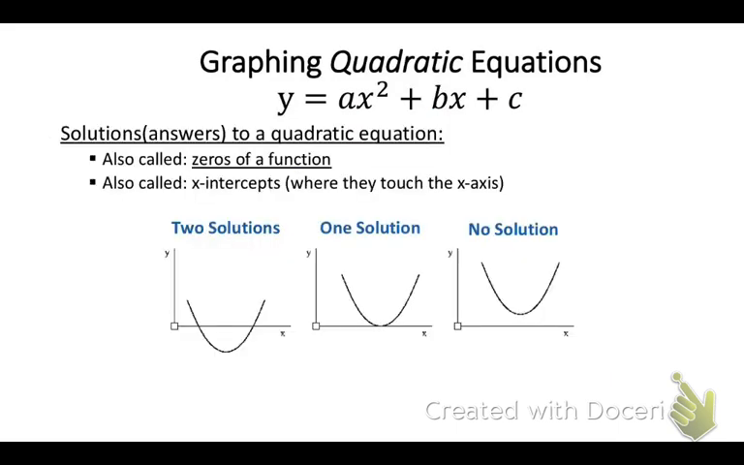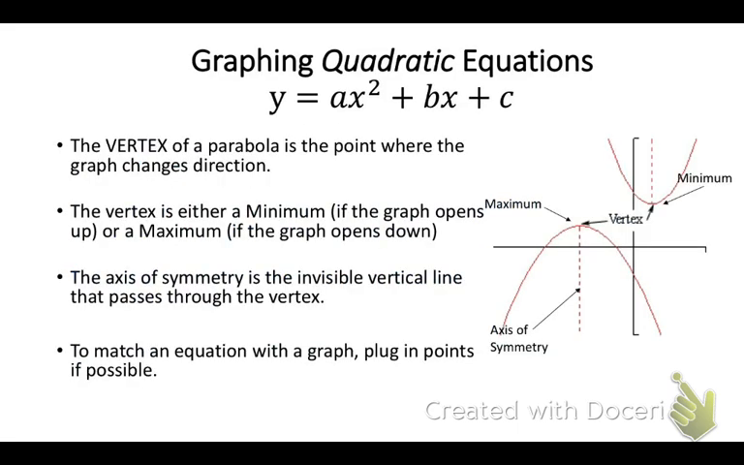Solutions to a quadratic equation are also called zeros or x-intercepts. So when you're looking at a graph, you're seeing where the parabola crosses the x-axis, if it does. It can cross twice and have two solutions, once and have one solution, or not cross at all, ever, and have no solutions.